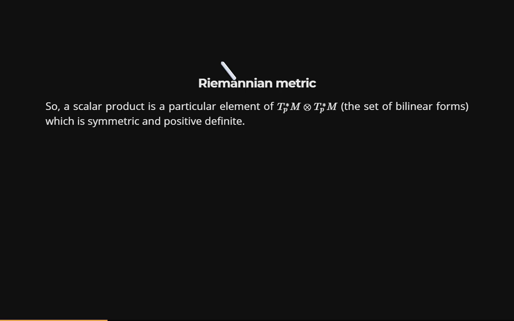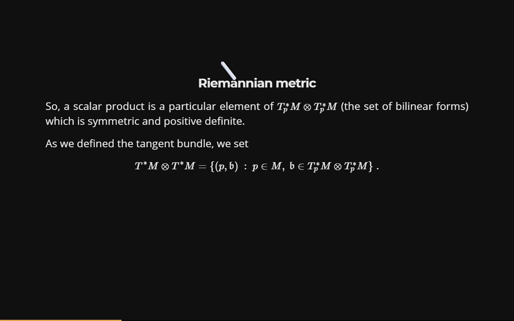Okay, so a scalar product is an element of this space because this space is the space of all bilinear forms. So a scalar product is a bilinear form which is symmetric and positive definite. As we defined the tangent bundle, we can define the tensor product of the cotangent bundle with itself, which is just the set of all pairs P and B, where P is a point and B is a bilinear form on the tangent space at that point. So B is an element of Tp star M tensor Tp star M.